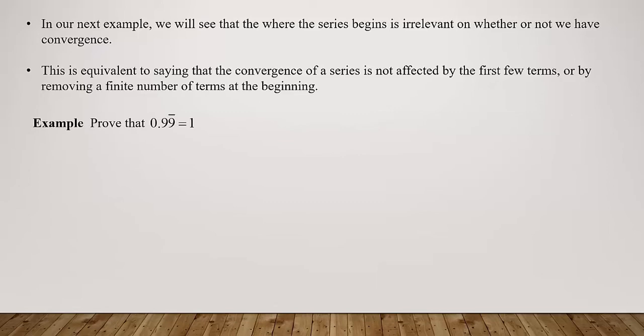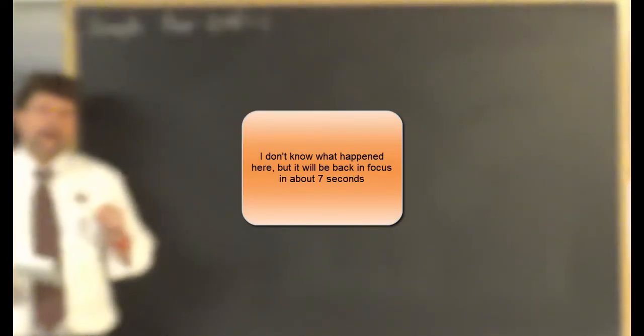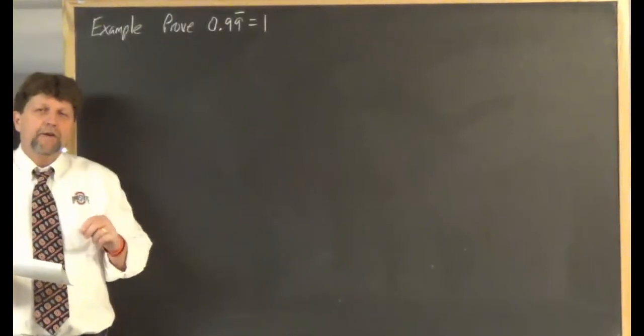In this example, we're going to prove that 0.9 repeating equals 1, as it's one of my favorite examples. So let's head off to the chalkboard and prove that 0.9 repeating is equal to 1. All right, this example, one of my favorites: proving 0.9 repeating equals 1.